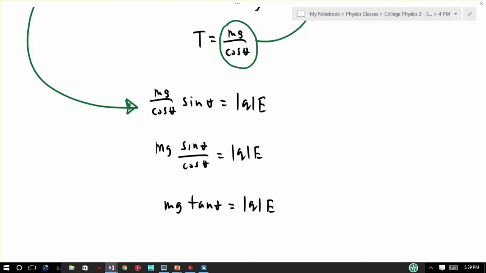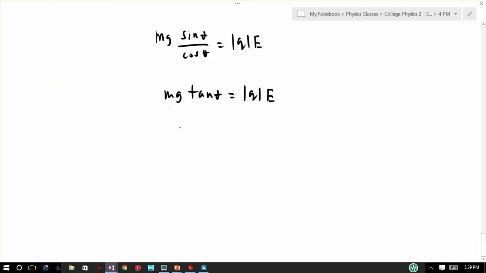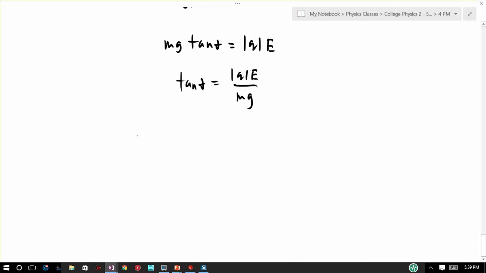And then what we can do is solve for theta, right? So the tangent of theta is just basically the ratio of electric force and weight, right? QE divided by mg. So what's theta? It's the inverse tangent of the ratio of the electric force divided by the weight. So what you get is this.